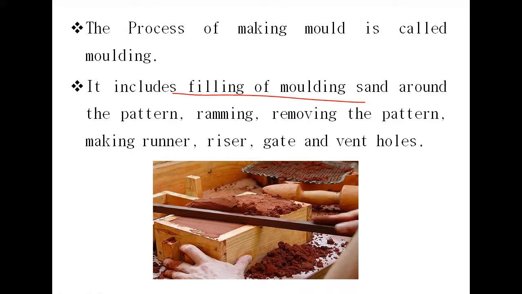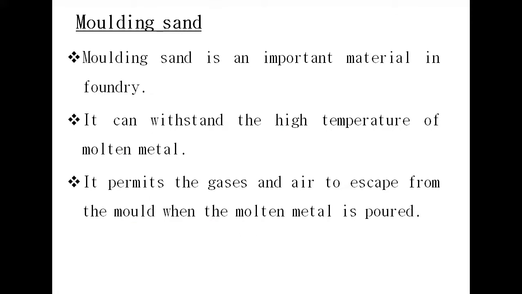It includes filling molding sand around the pattern, ramming, and removing the pattern. Once the ramming is over, finally remove the pattern properly without damage. Then pour the molten metal into the mold cavity to get that component. So it includes making the runner, riser, gate, which is a passage, and vent holes. These are the steps to follow to get a good mold cavity from the pattern.